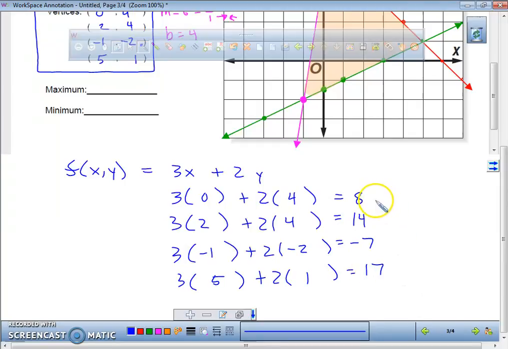So now we just scan these numbers. We go, hey, what's our maximum number? 17. Heck yeah, you put 17 as your maximum. Hey, what's our minimum number? There you go. And voila, you're done.